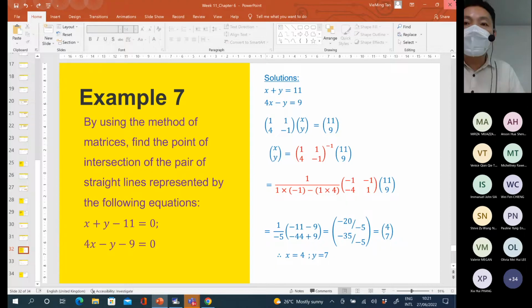Okay. So whereby we need to write down the coefficient of x and y for the first equation, which is 1, 1, right down here. And then the coefficient of x and y for the second equation is 4, -1, put here. Then multiply with x, y is equal to 11, 9. Then the next step is to move this matrix from left-hand side to the right-hand side. It becomes inverse matrix. That means we need to use the determinant, 1 divided by determinant of this original matrix, and then change the location of A and D value. You change the location, and then B and C, you need to change the sign.